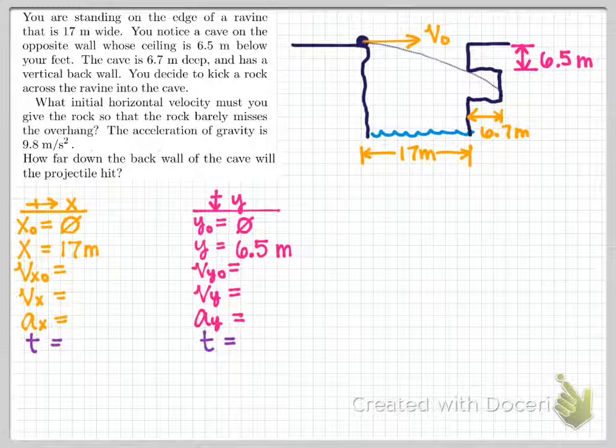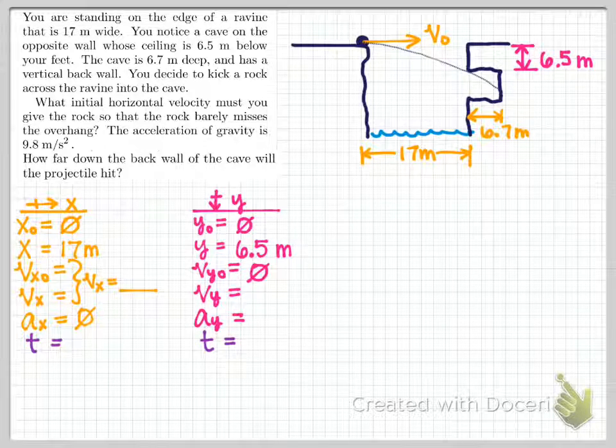Okay, and then for the initial and final velocity in the X, remember that there's nothing slowing it down or speeding it up horizontally, so therefore my initial and final horizontal velocity are the same, it's constant. But I don't know what it is. That's what it's asking me to find. What initial velocity must you give the rock? But because it is constant, we know that the acceleration is 0. And then, of course, we don't know time yet. But over here, I know that if I've only kicked it horizontally, it has no initial velocity in the vertical direction, so that's 0.